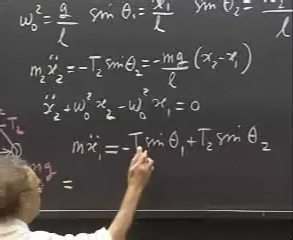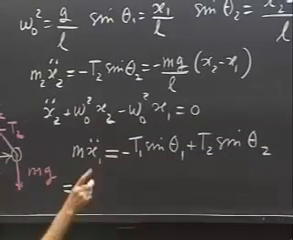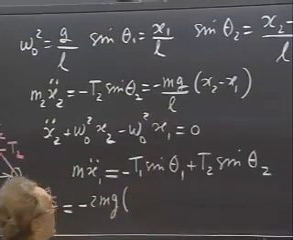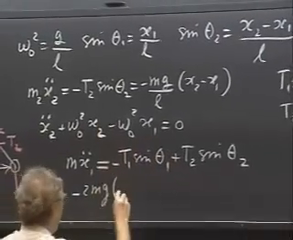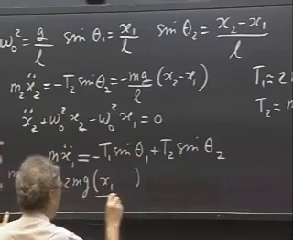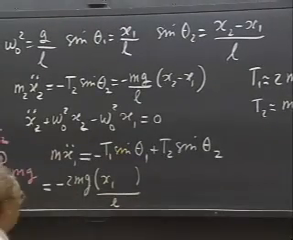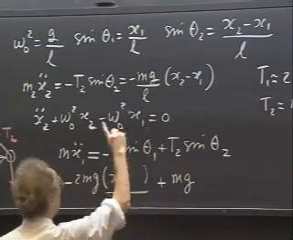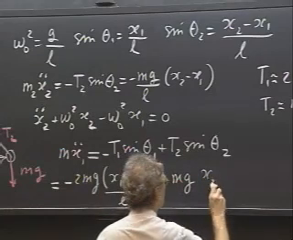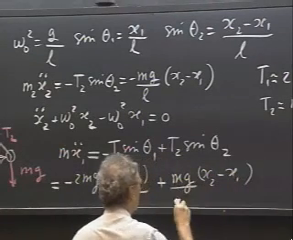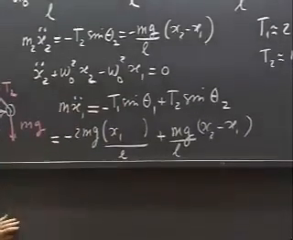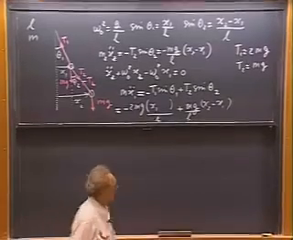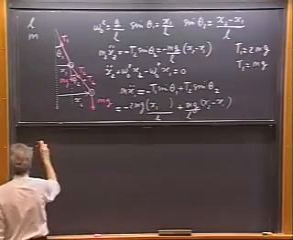So this becomes equal to minus 2 mg times the sine of theta 1, which is x1 divided by L. And then I get plus T2, which is mg, times the sine, x2 minus x1 divided by L. And I'm going to divide by m, and I'm going to use my shorthand notation. And when I do that, I will come out here.